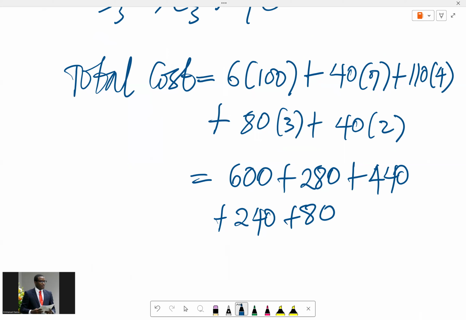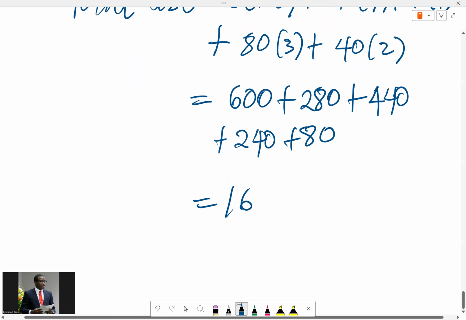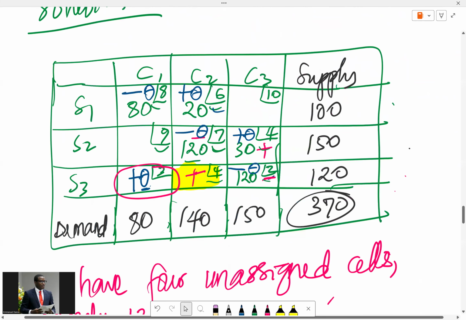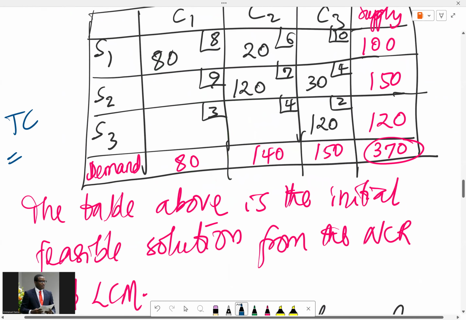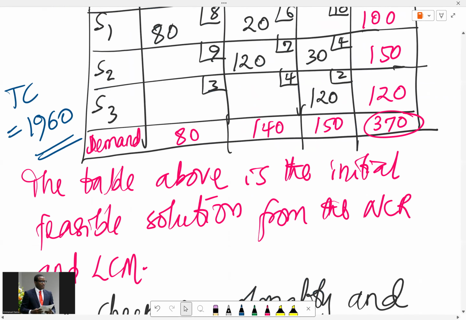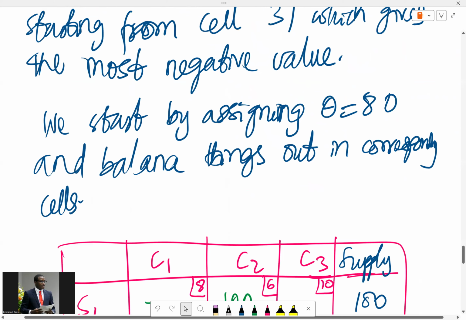600 plus 280 plus 440 plus 240 plus 80, and that is 1,640. Interesting. So now this gives us a better result. From the initial tableau, if you remember, our total cost was actually $1,960. If you check again, you get $1,960. So this is definitely an improvement on what we had before.